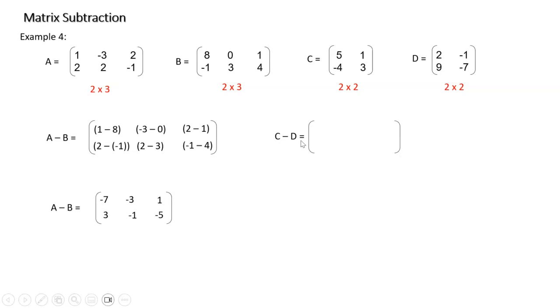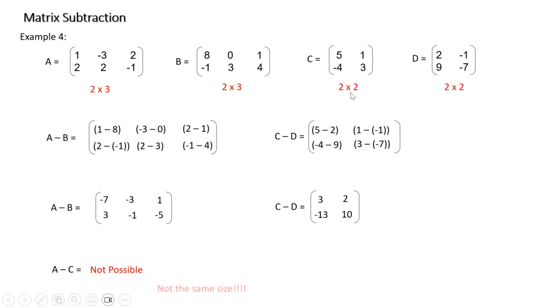Now let's do C minus D. Right, it's going to be 5 minus 2, 1 minus -1, -4 minus 9, and 3 minus -7. The result will be 3, 2, -13, and +10. That's your solution. And can we do A minus C? Again, the answer is no, because matrix A is 2 by 3, and matrix C is a 2 by 2. They're not the same size. So it's not possible. Okay, not the same size.